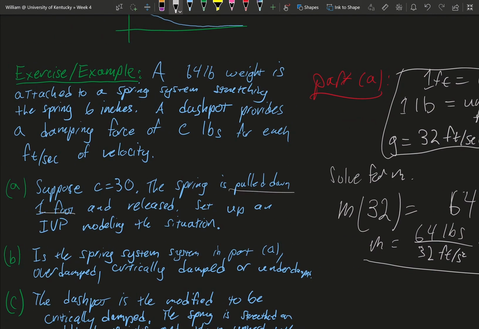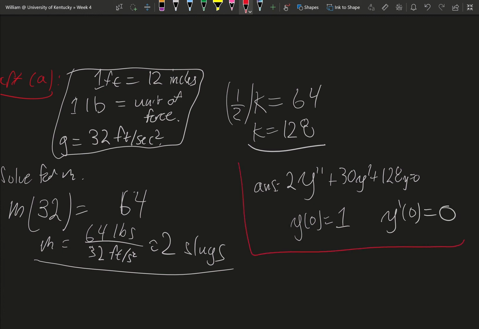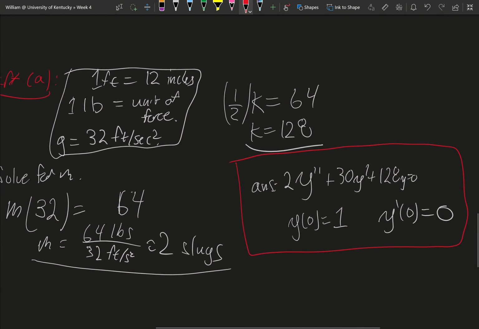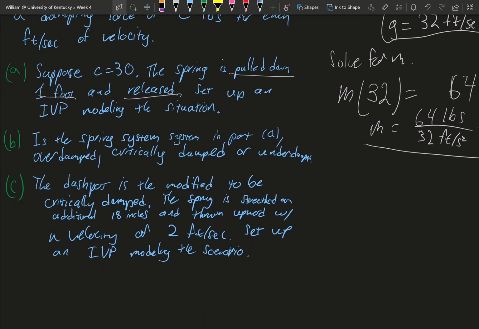We're then pulled down 1 foot and released. So pulled down 1 foot, remember down is positive, so y of 0 equals 1. And released, remember whenever you see that, that means our initial velocity is 0. And that is our answer there. So it didn't ask to solve it, just wanted to set up the IVP. All right, so go ahead, take a minute to try to solve parts B and C.